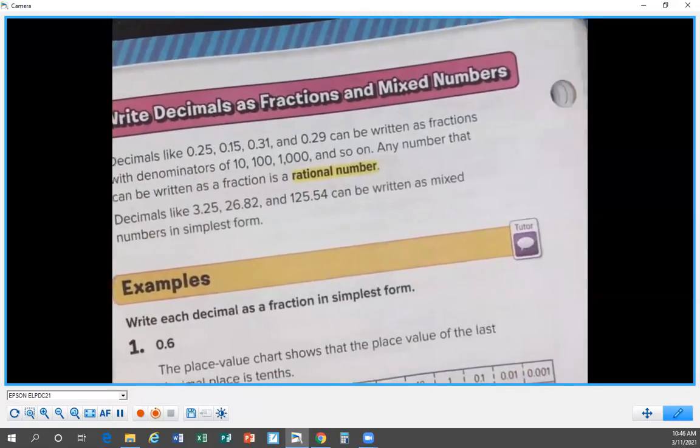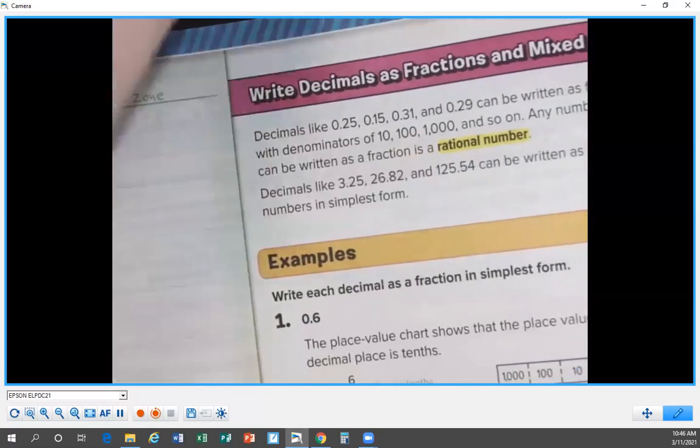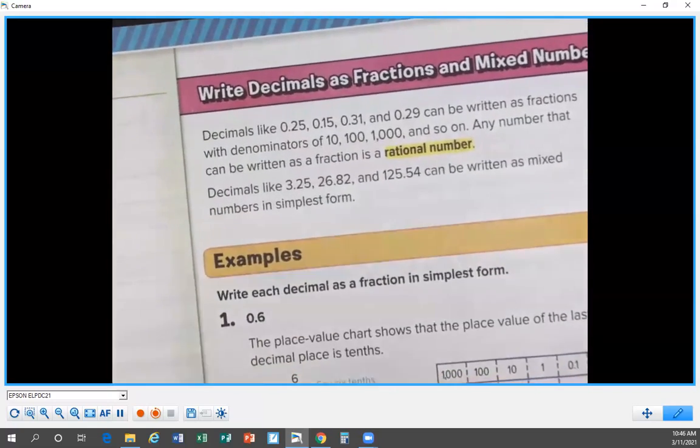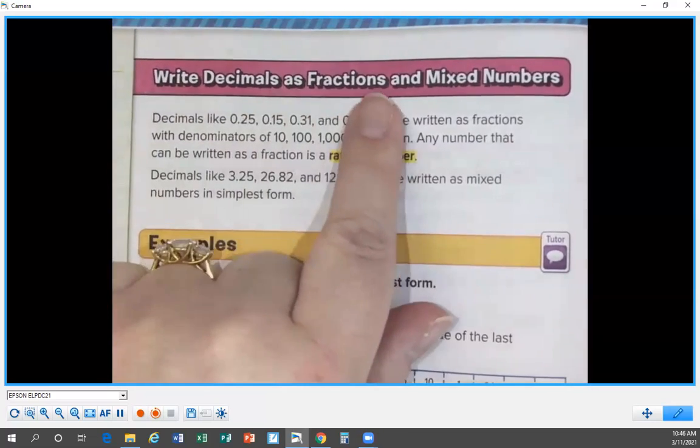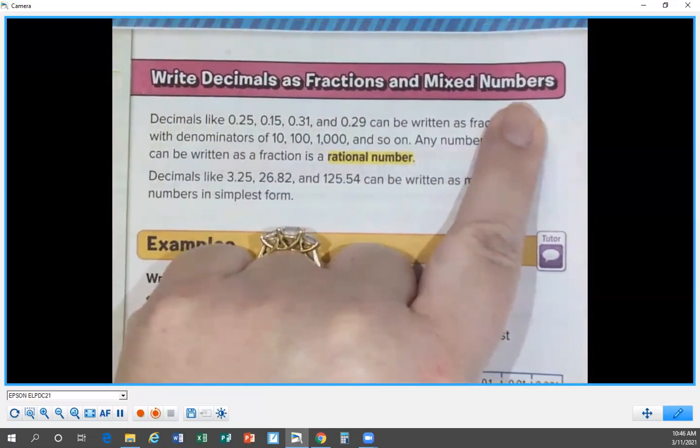Okay, so next, we're going to learn to write decimals as fractions and mixed numbers.